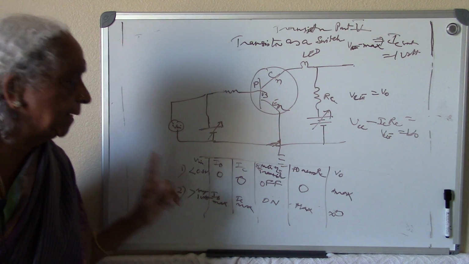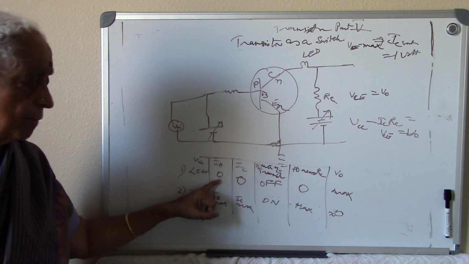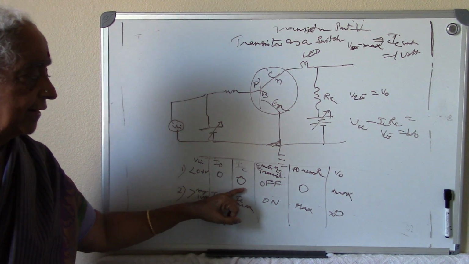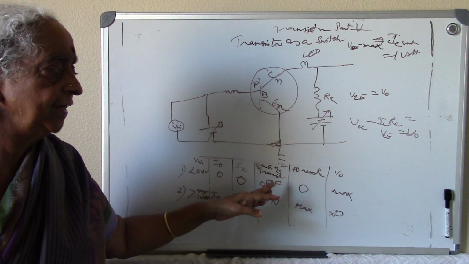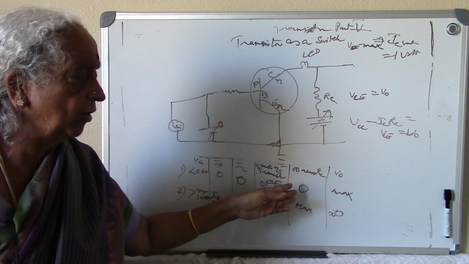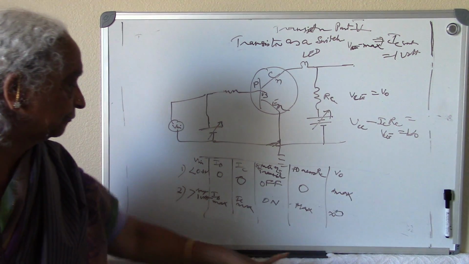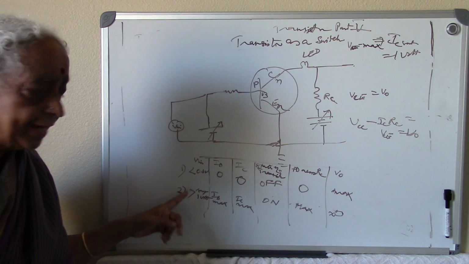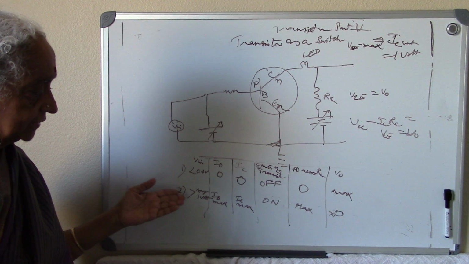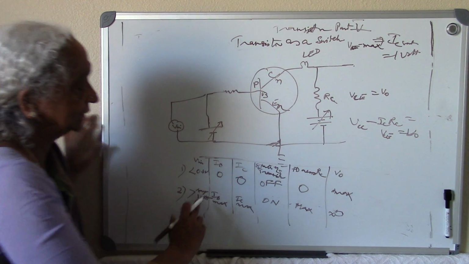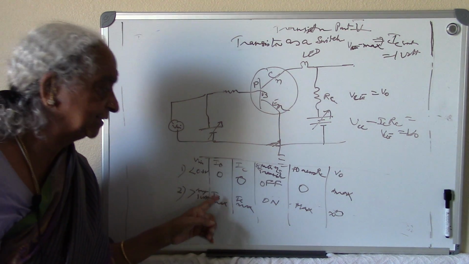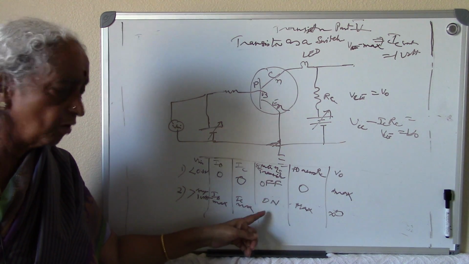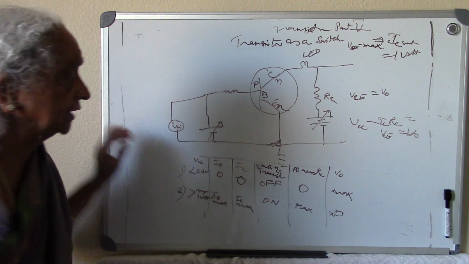Therefore, a low input implies no base current, no collector current, transistor is in the off state, PD across RC is 0, and output is maximum. High input, which is greater than whatever is required for saturation, implies IB is maximum, IC is maximum, transistor is in the on state, and current flows through this.